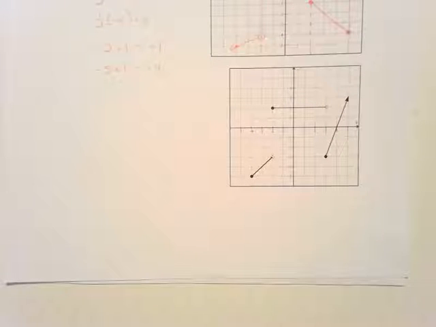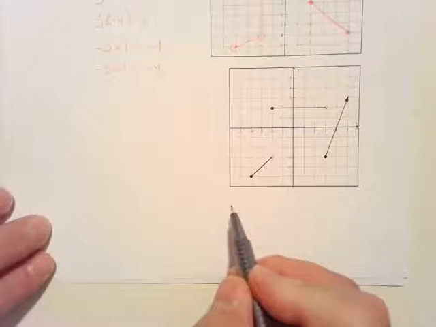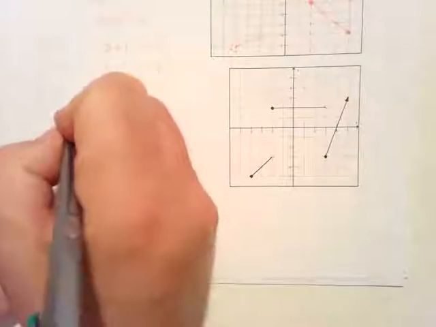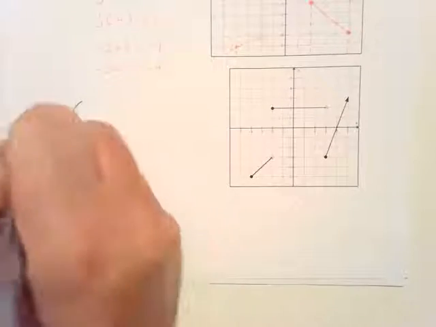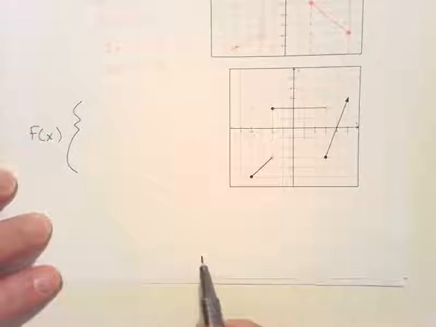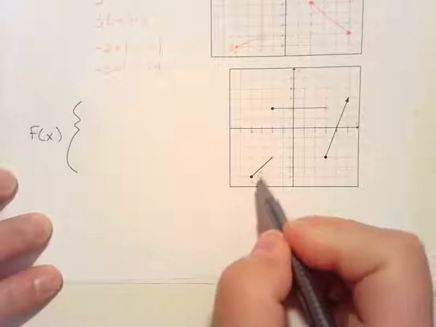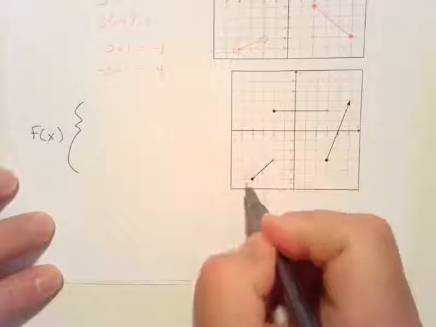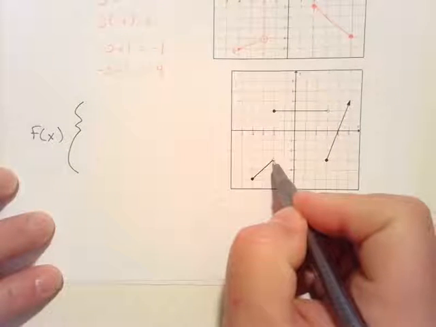All right, we're back. More piecewise stuff. This time, let's write the function. And so, in writing the function, the first thing I usually do is write the boundary points. And so, this one goes from -4 to -2.